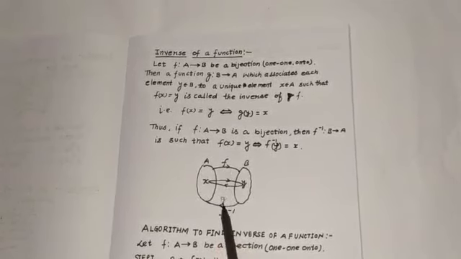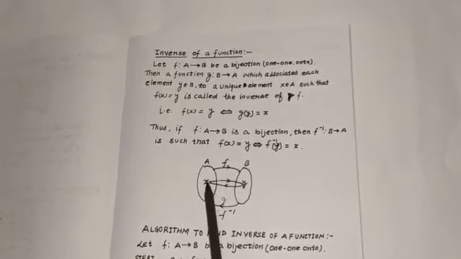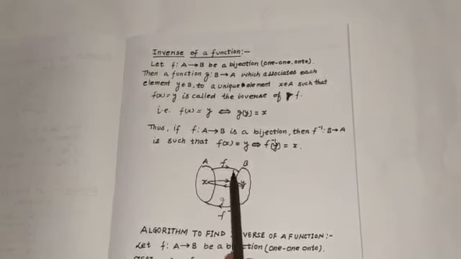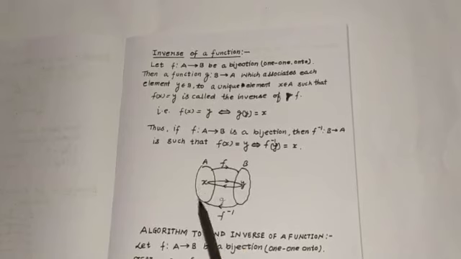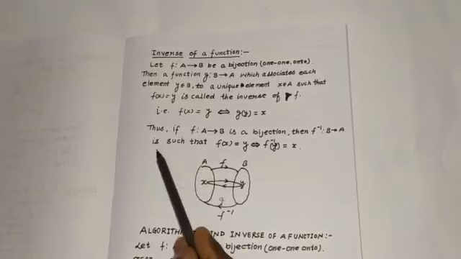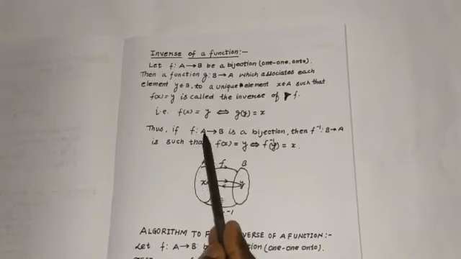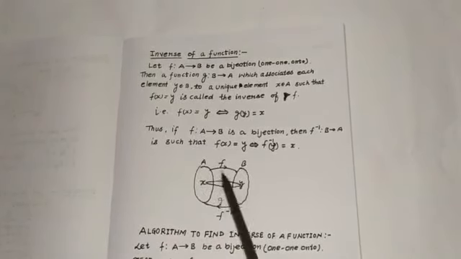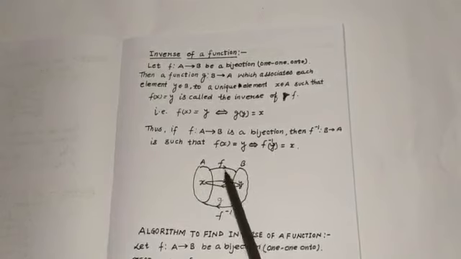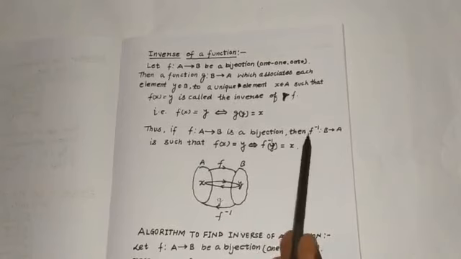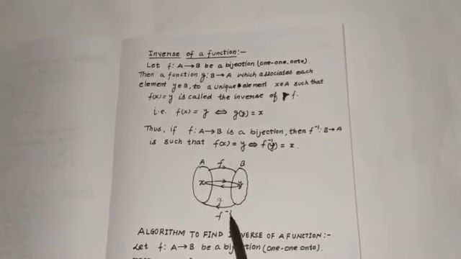g will be the inverse function of f, because inversely y is associated to x, x is associated to y, and inversely y is associated to x. So g is called the inverse of f. It means we can write, if f maps from A to B, this is a bijective function, meaning one-one and onto function, then the inverse function of f, f inverse, maps from B to A.